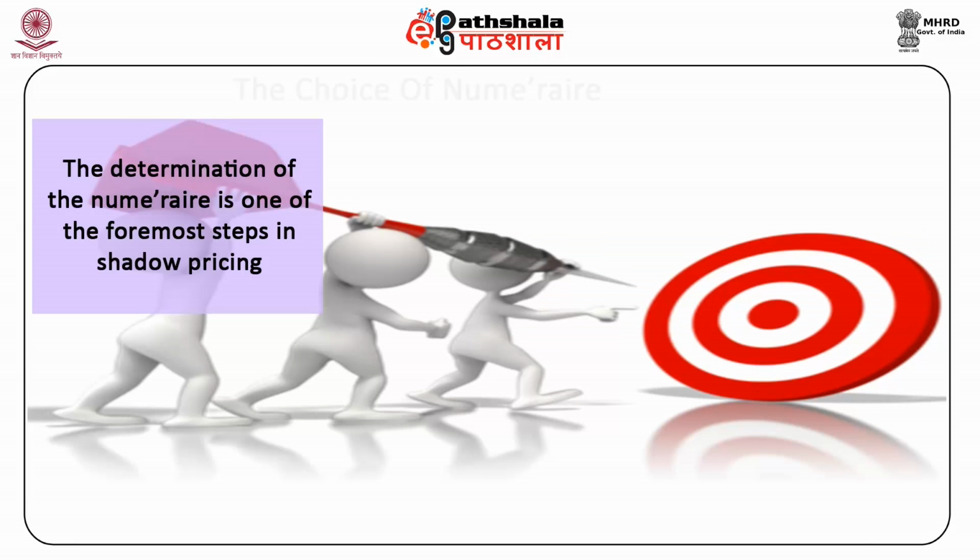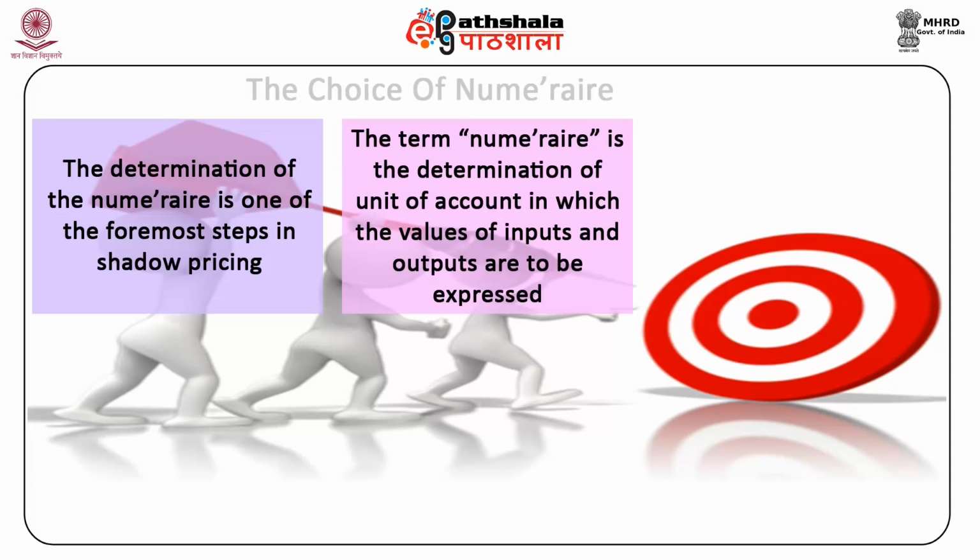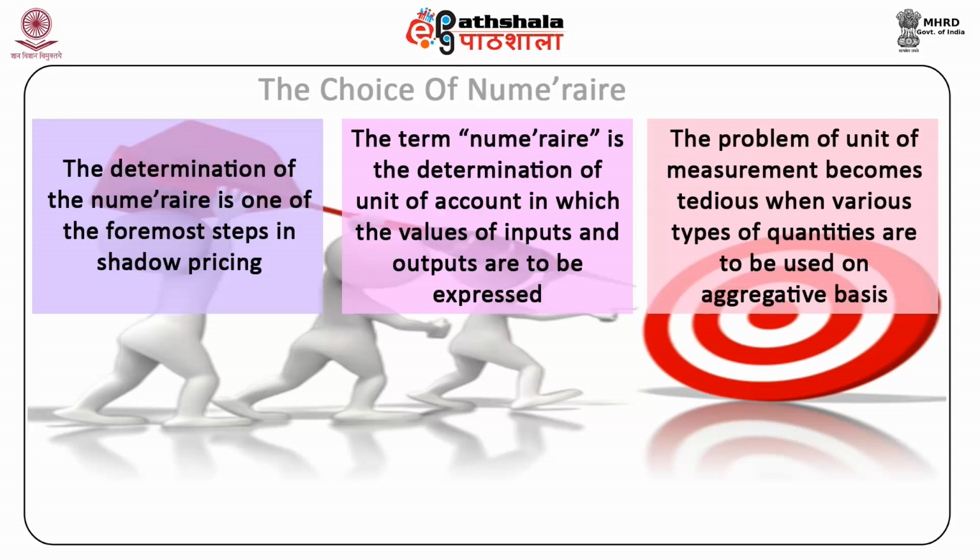The determination of the numeraire is one of the foremost steps in shadow pricing. We always require a unit of measurement for expression of values computed. The term numeraire is the determination of the unit of account in which the values of inputs and outputs are to be expressed. The problem of unit of measurement becomes tedious when various types of quantities are to be used on an aggregative basis.